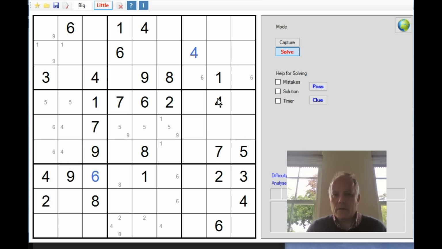What else have we got? 2, 3, 4. Okay, this 4, 9, 6, 2, 8 looks promising. No, doesn't actually give me much there. 2 must be either there or there because this box has got quite a lot of givens in it. What can we do next? 5, still trying to find somewhere where we can make some immediate progress.